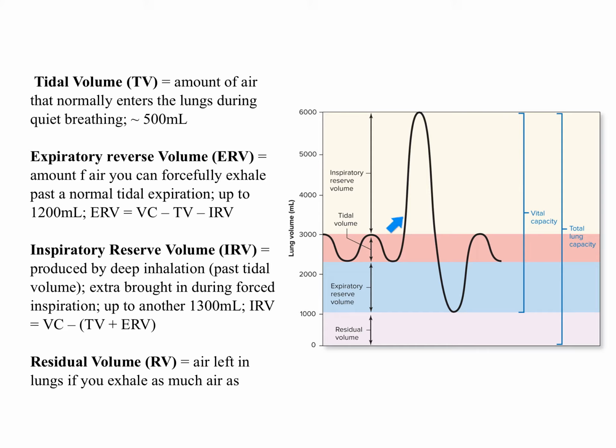We then have an inspiratory reserve volume. This is what happens if we keep inhaling past our normal quiet breathing. So a deep inhalation or forced inhalation, we could bring in another up to about 1300 mLs of air. Expiratory reserve volume is the air that we would move if we forcefully exhaled past our quiet exhalation. So about another 1200 mLs.